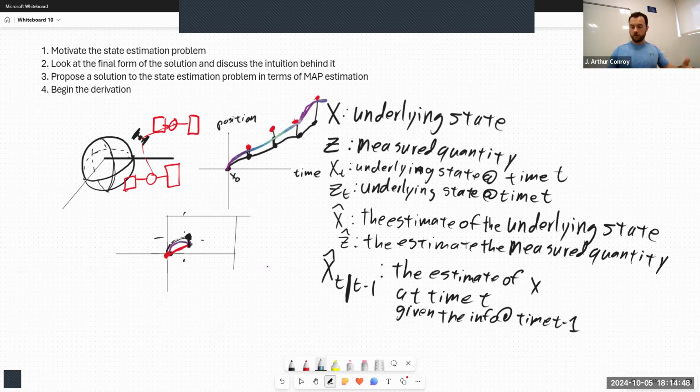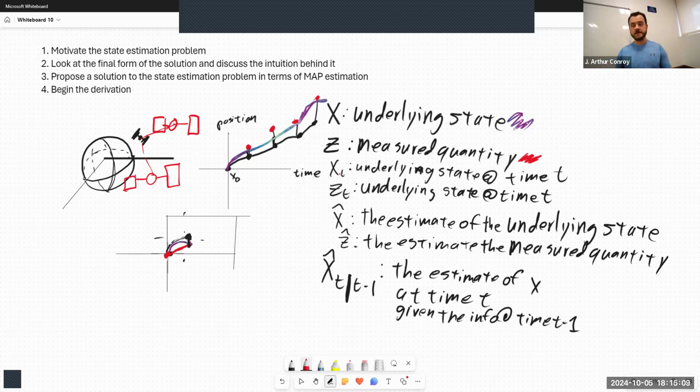And that'll accumulate error over time. Z is our measured quantity, and it is going to be these red measurements here. So if we're measuring to a GPS beacon or measuring to the corner of the room, those will be external measurements that we use to update our estimate of our position.